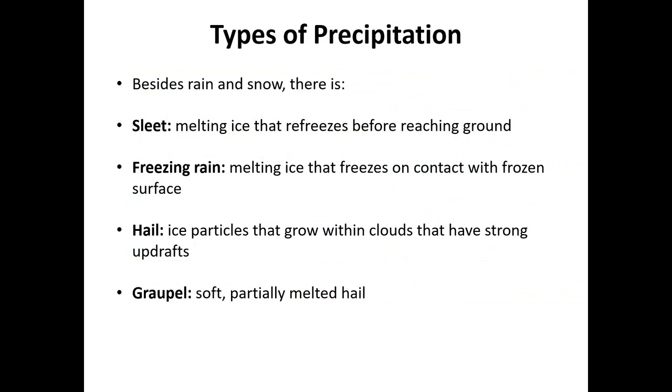Also, it can come down as sleet, and that's ice that forms, then melts, and then refreezes as it's coming down to the ground. Freezing rain is rain that hits the ground and then freezes once it hits the ground. That can be very dangerous to drive on. And hail are little ice particles that grow within the clouds in strong updrafts and then come down as large chunks of ice. And then graupel are soft particles of melted hail, which are fairly rare, but occasionally you'll see weird, sort of fluffy snowflakes that look almost like salt you'd put down on your walkway to melt the ice. That's actually light, fluffy, melted hail called graupel.